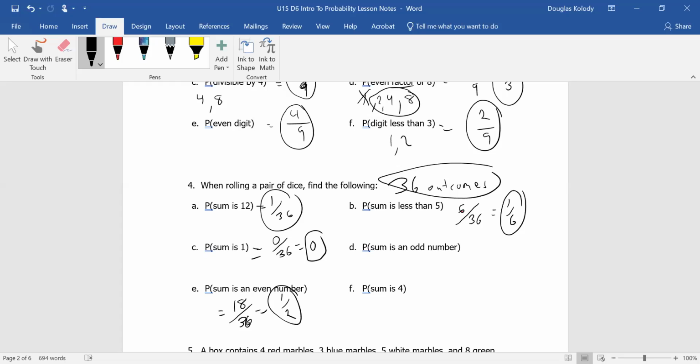The sum is an odd number. Again, half of the numbers are even, half are odd. So that's 18 out of 36 for 1/2.